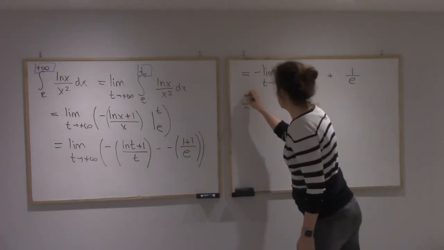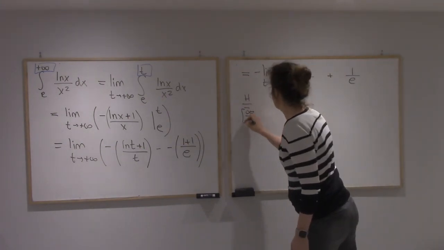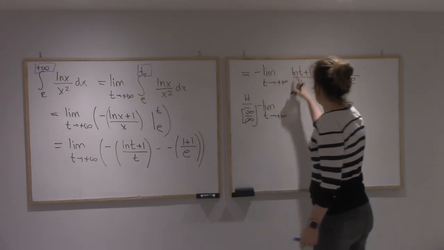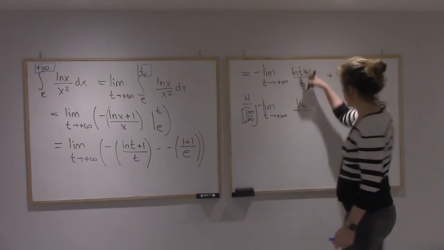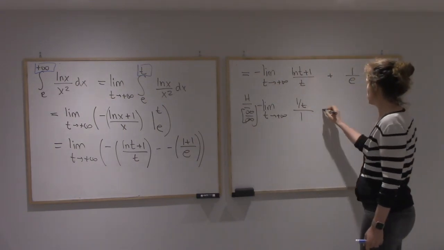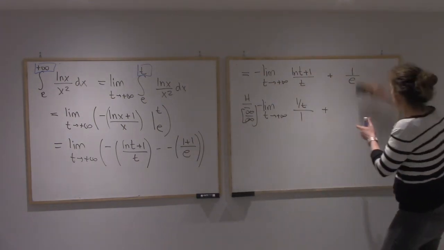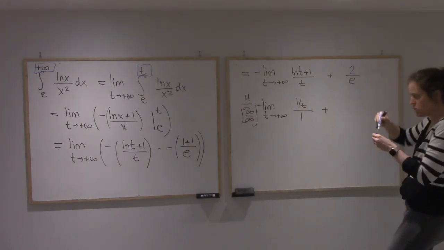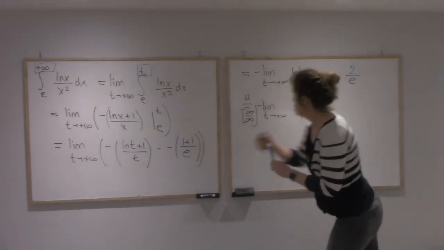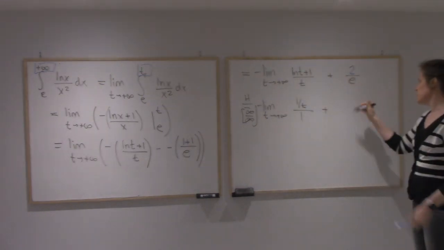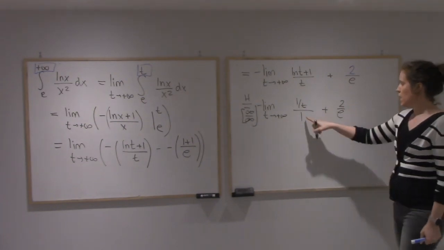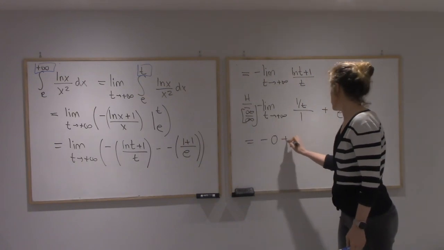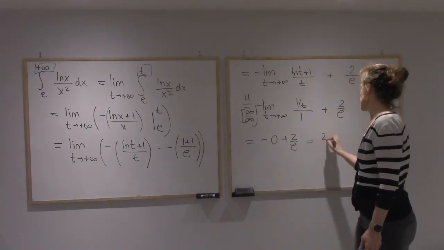Now I'm going to use L'Hopital here since I have infinity over infinity. I have 1 over t as the derivative of the top. I have 1 as the derivative of, sorry, that was a 2 here. Let me put it in blue so you can see where I went wrong. This should have been a 2. 1 plus 1. Alright, plus 2 over e. 1 over infinity, that's 0, so I get minus 0 plus 2 over e. I get 2 over e.